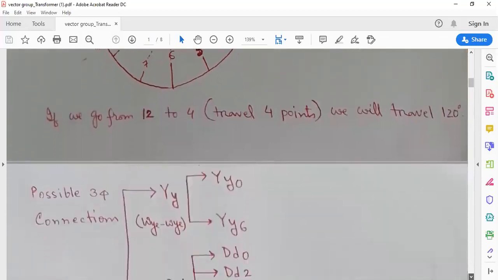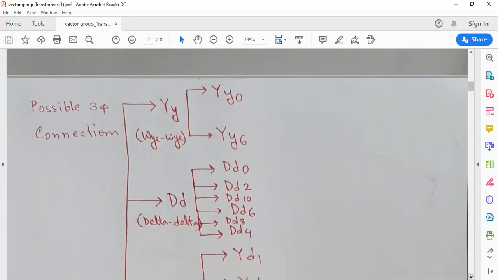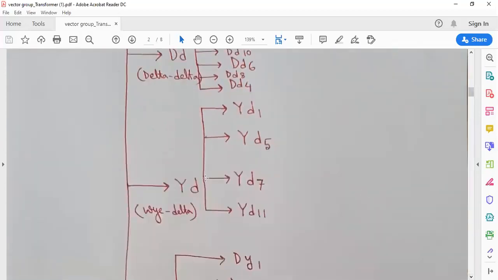Now we are starting today's lesson. We have already known different types of three-phase connection. What are the possible connections? In simple ways, the possible three-phase connections are the Y-Y connection, where primary is Y and secondary is Y. Delta-delta connection, where primary is delta and secondary windings are delta connected. Another is Y-D connection, primary is Y, secondary is delta.